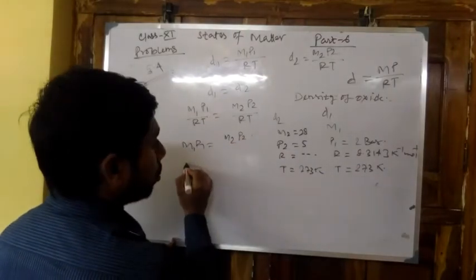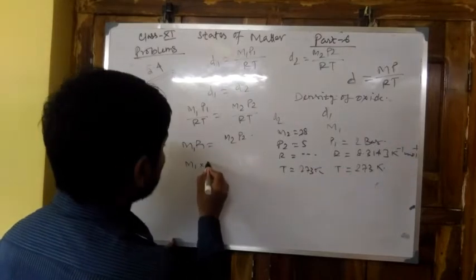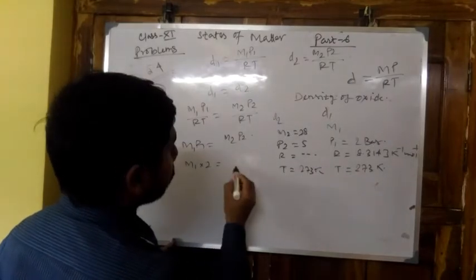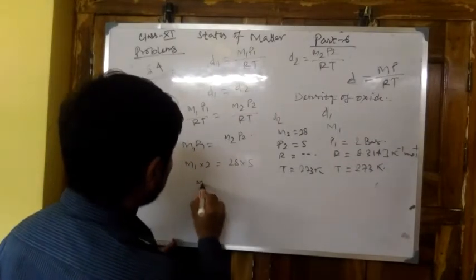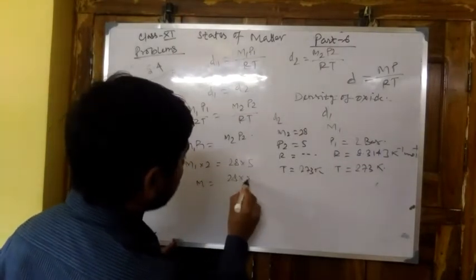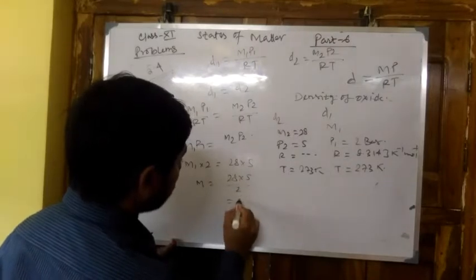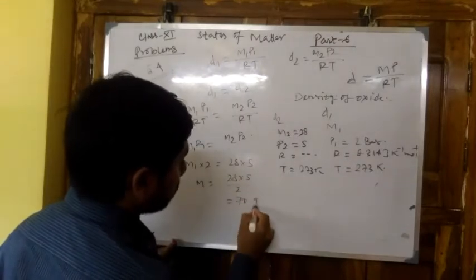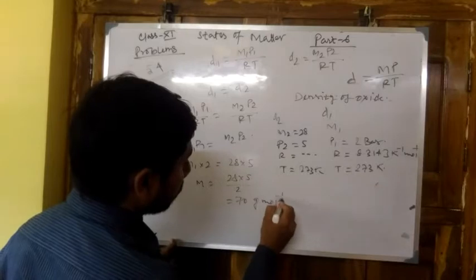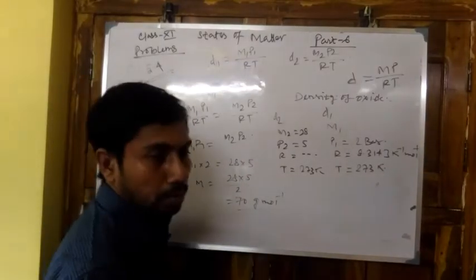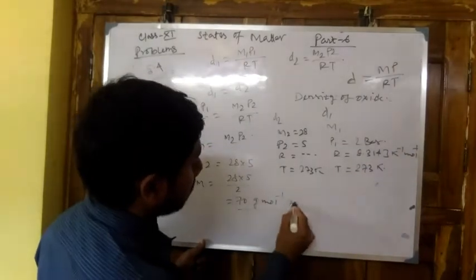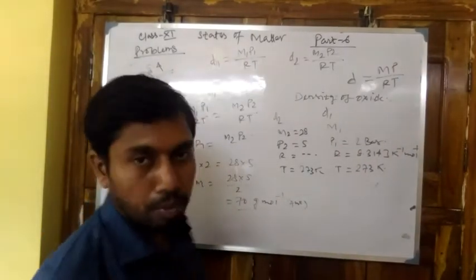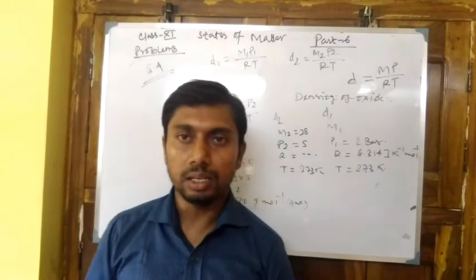M1 is not known, P1 is 2 bar, M2 is 28, and P2 is 5. So M1 equal to 28 into 5 by 2, that is 17 gram mole inverse. So this is the molecular mass of the oxide. It is the answer. It is the molecular mass of the oxide. Understand?